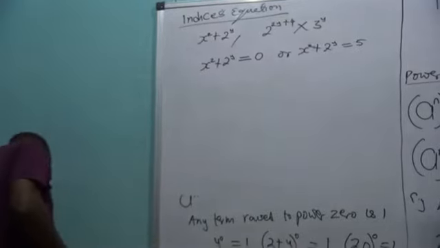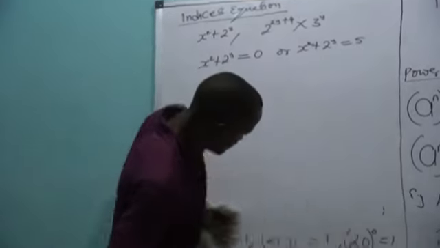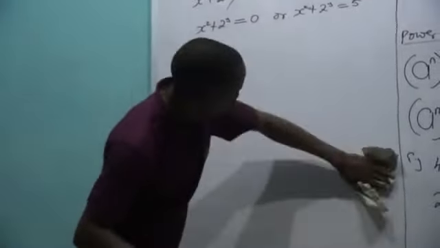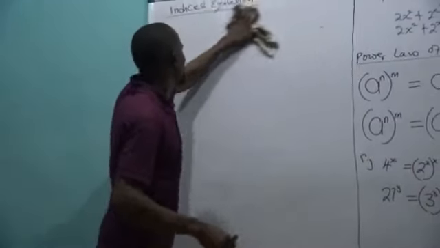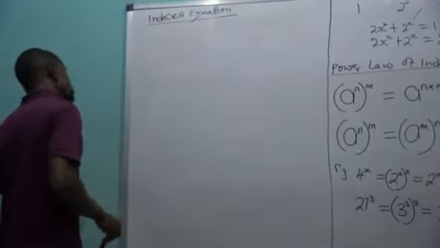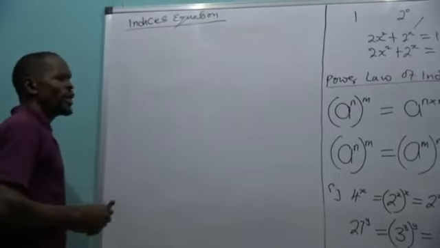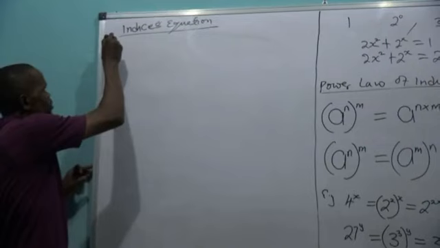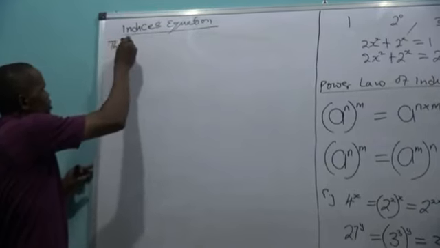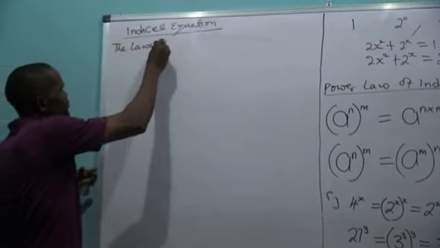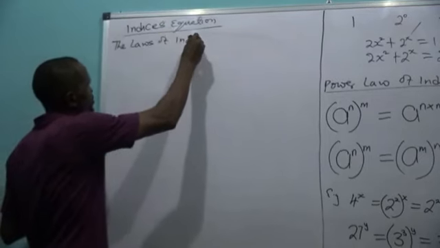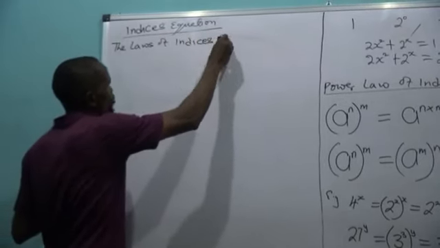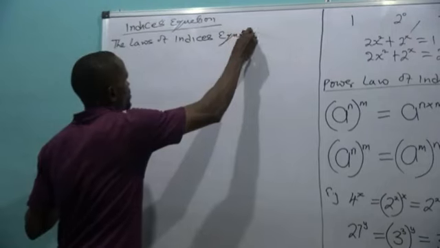So let us go into indices equation properly. There are two laws in this indices equation, the laws of indices equation. This is what we want to deal with now.